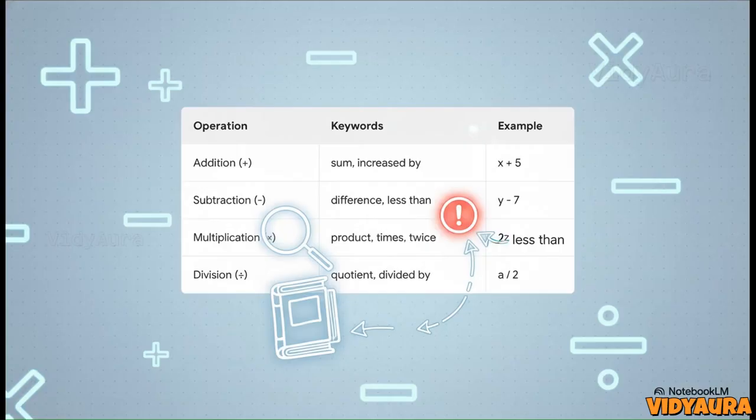Okay, think of this chart as your official algebra to English translation dictionary. It helps us turn word problems into math we can actually solve. But be careful, watch out for tricky phrases like less than. Notice how 7 less than y actually becomes y minus 7? The order gets flipped. That is a super common trap, so keep an eye out for it.